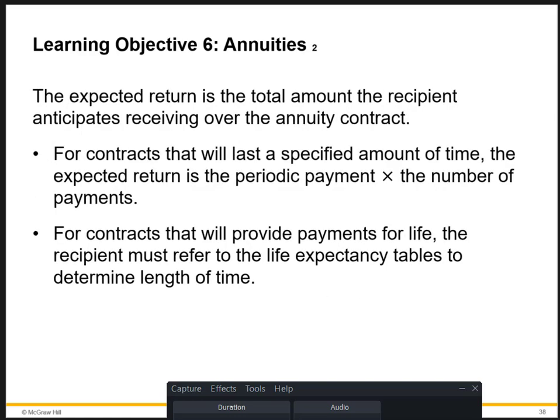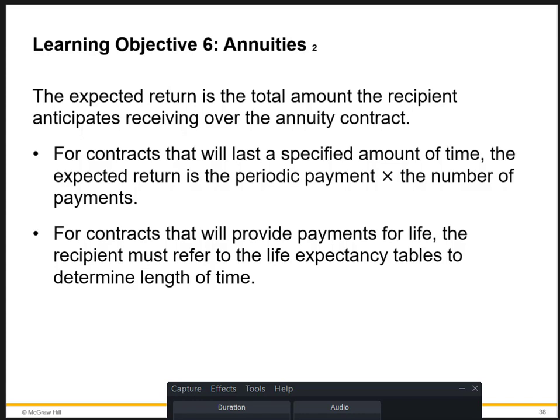The total amount that we anticipate receiving. So some annuities are going to pay you out a certain amount per month for a specified amount of time. So the expected return is how much you're going to get for 10 years, how much you're going to get for 15 years. So if it tells you you're going to get $600 per month for 10 years, the expected return is just $600 times 12, because you're going to get it every month for a year, times 10. That's your expected return.